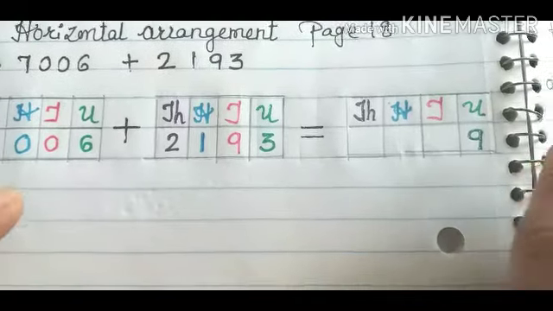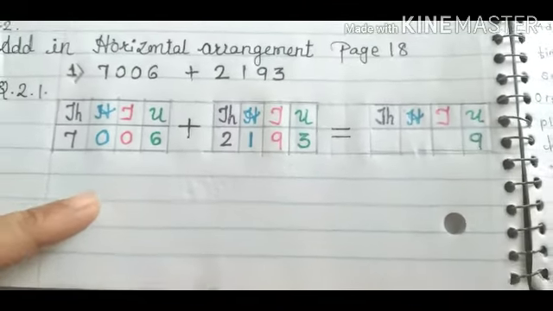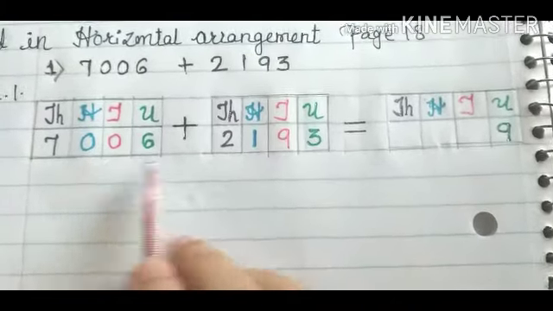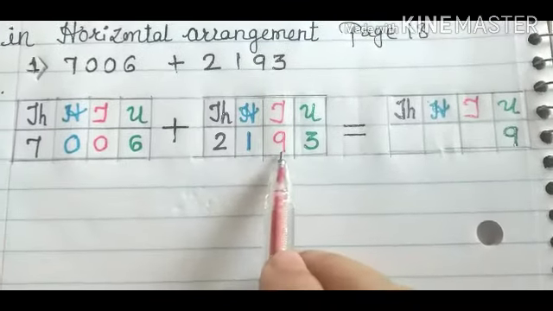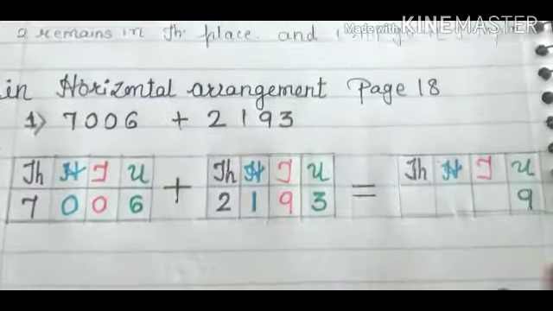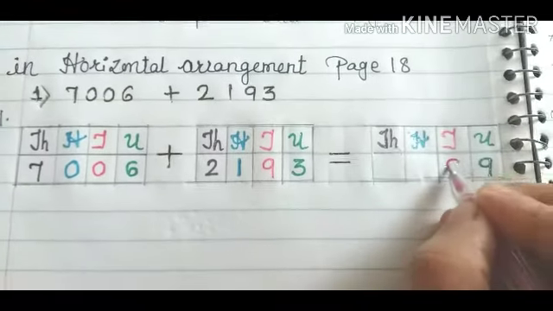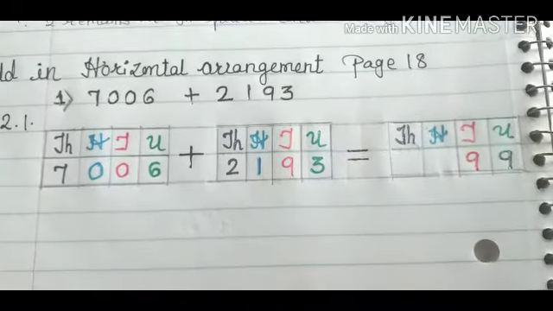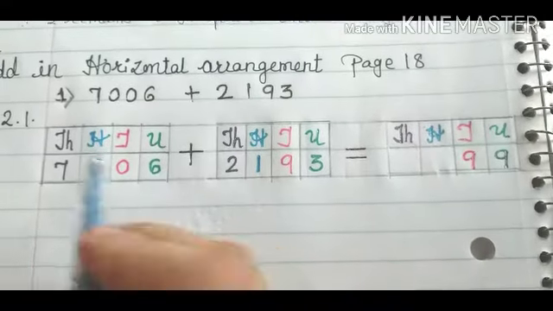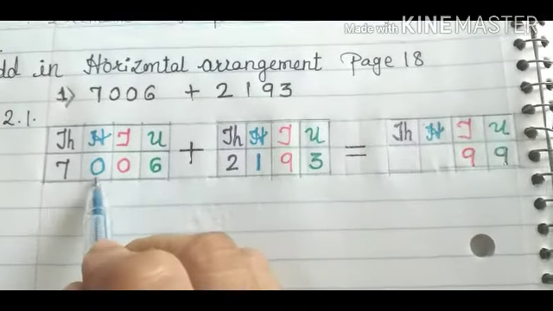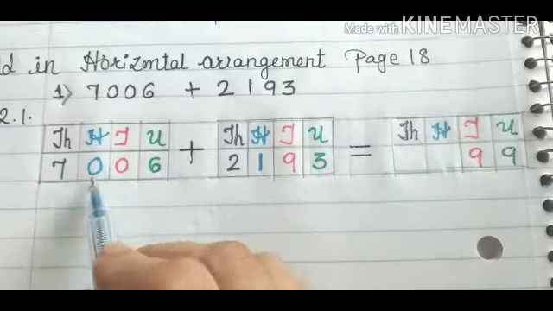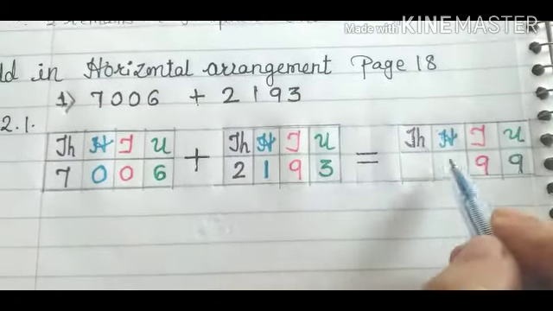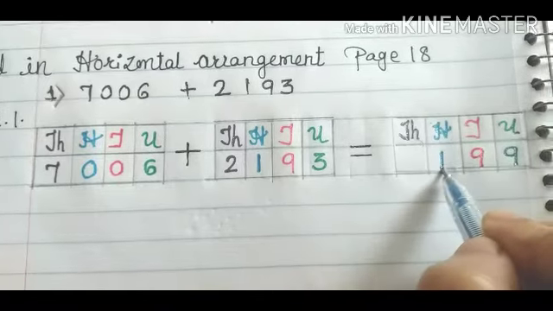In tens place 0 plus 9. So you can see over here 0 plus 9 is there. So you know that if any number is added to 0, the answer is that number itself. So in tens place 0 plus 9 is 9. So I am writing this number in red color. Now our third place is hundreds place. So in hundreds place 0 plus 1. So 0 plus 1 is 1. So in hundreds place 1 will be there.